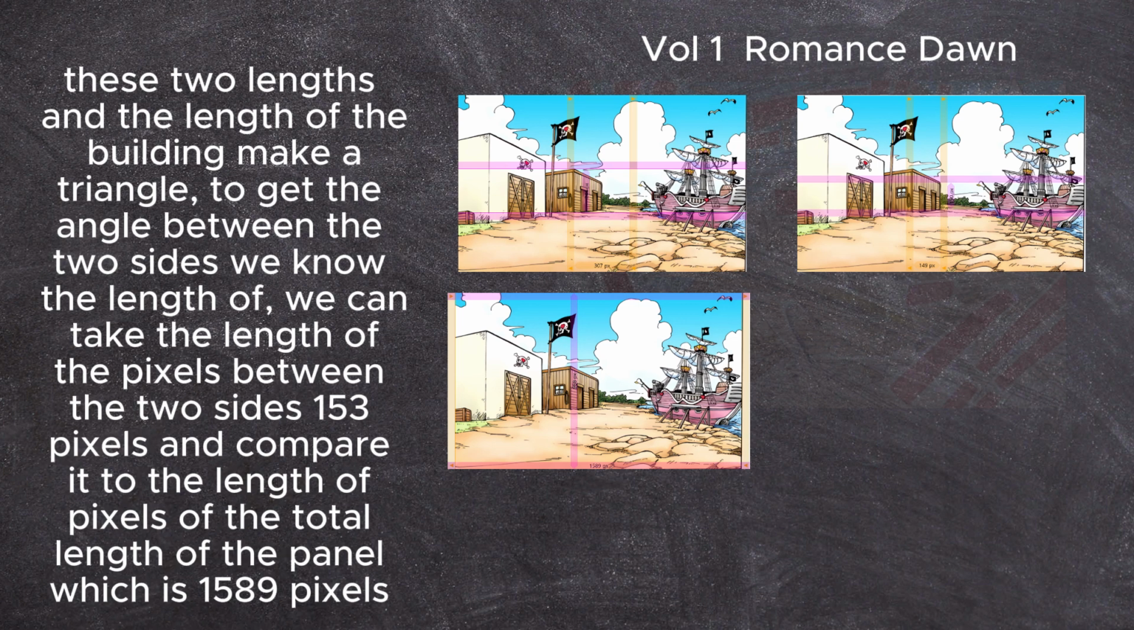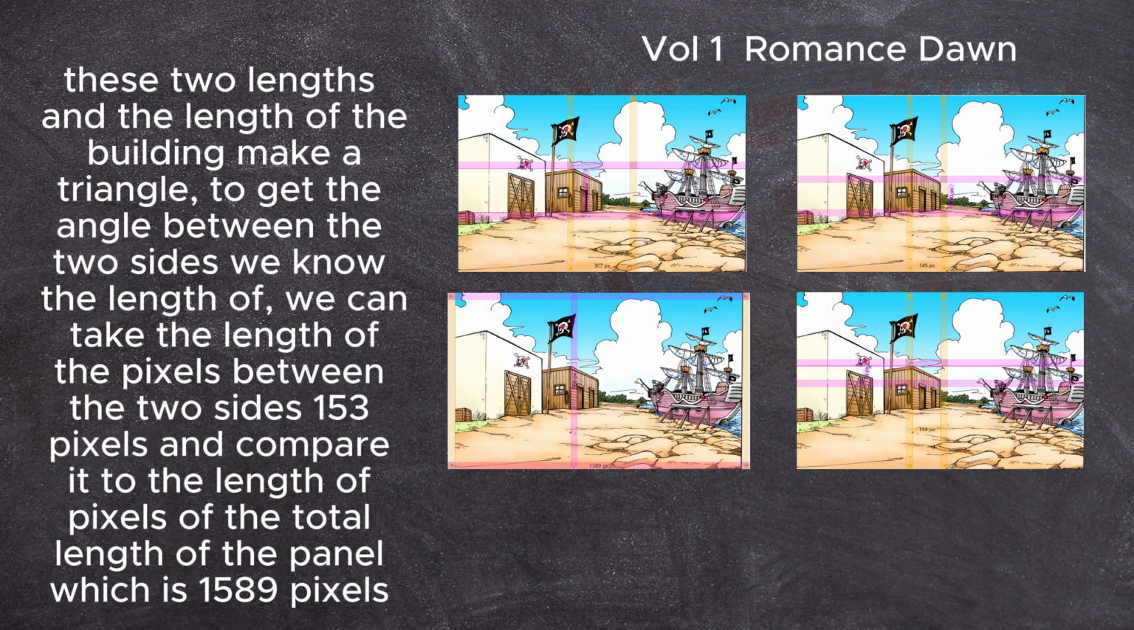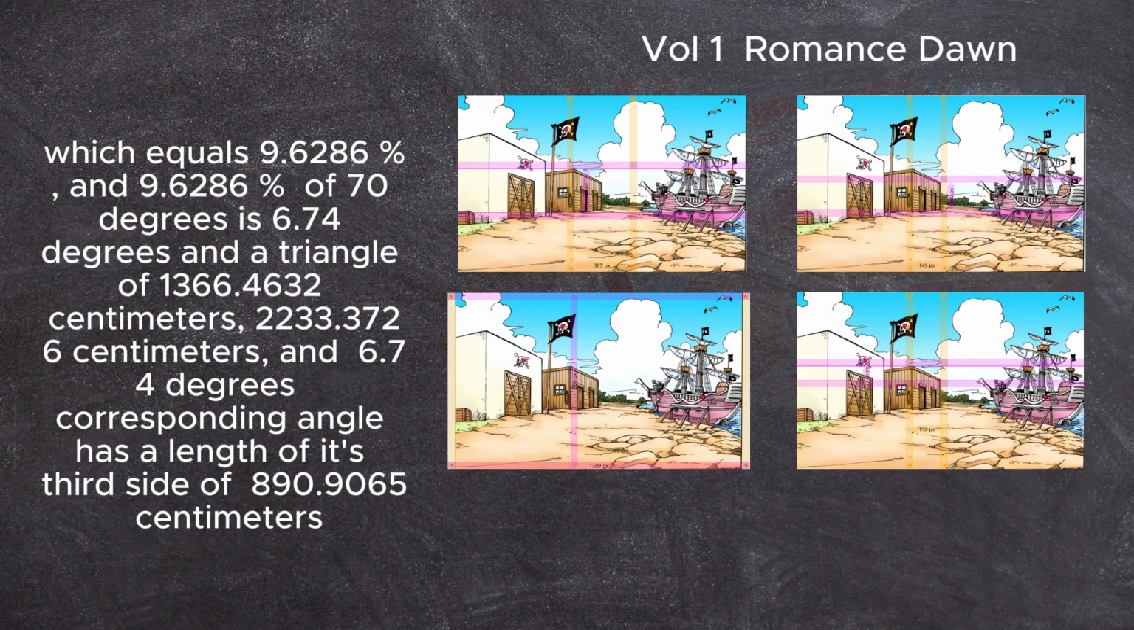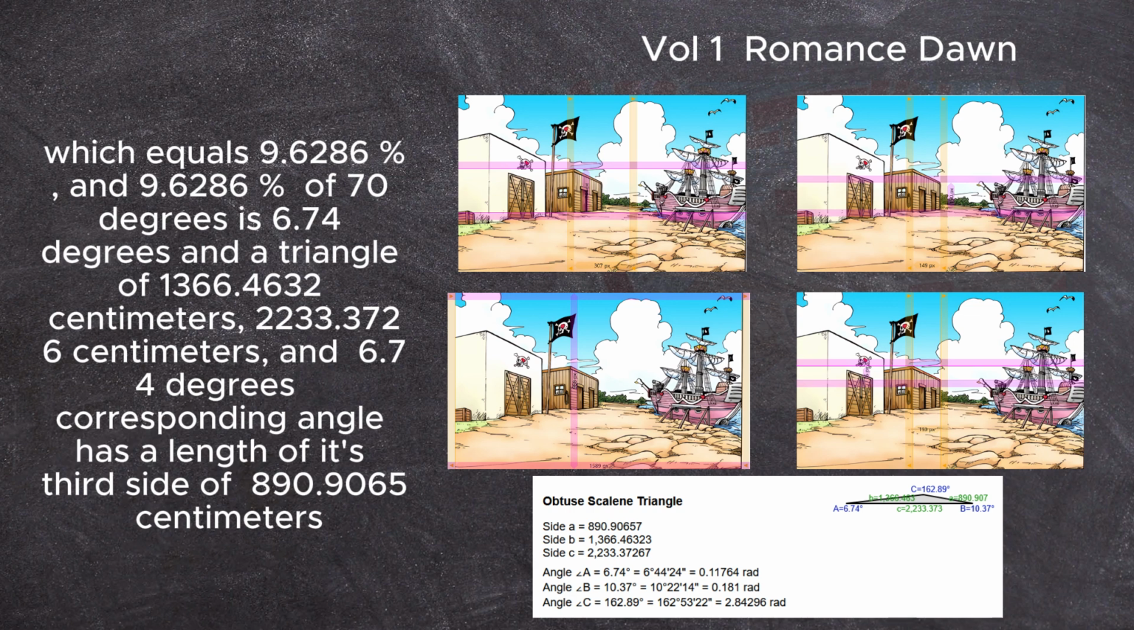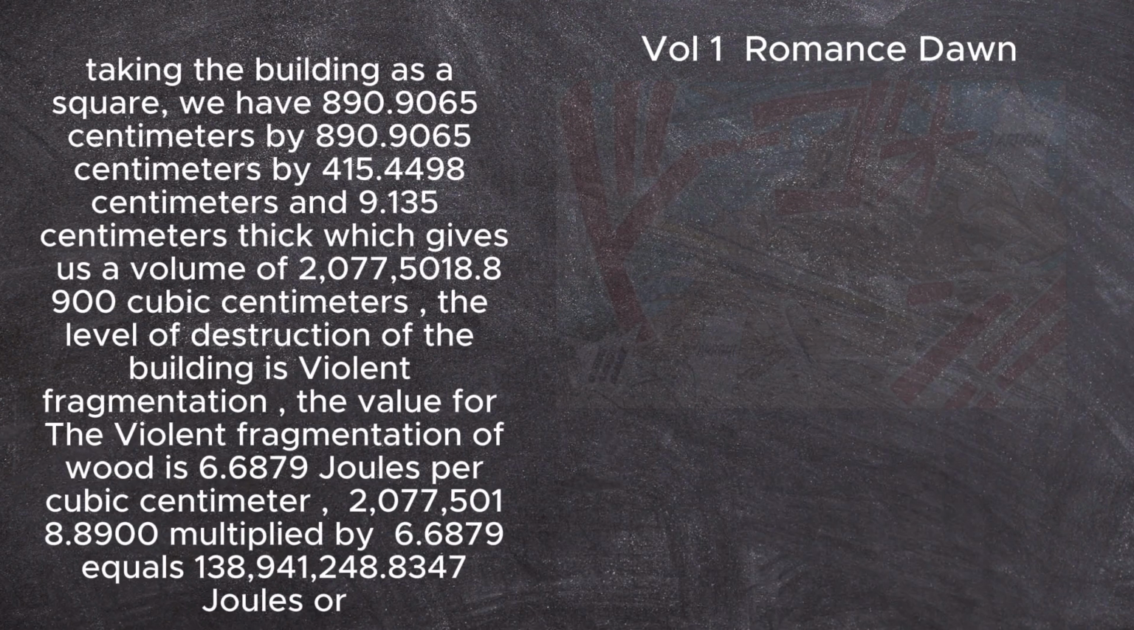To get the angle between the two sides we know the length of, we can take the length of the pixels between the two sides, 153 pixels, and compare it to the length of pixels of the total length of the panel, which is 1,589 pixels, which equals 9.6286%. And 9.6286% of 70 degrees is 6.74 degrees, and a triangle of 1,366.4632 centimeters, 2,233.3726 centimeters, and 6.74 degrees corresponding angle has a length of its third side of 890.9065 centimeters.